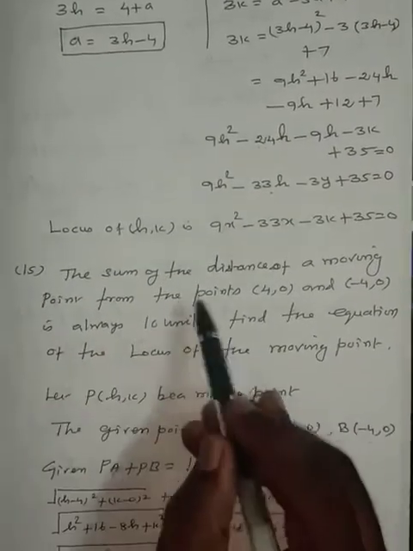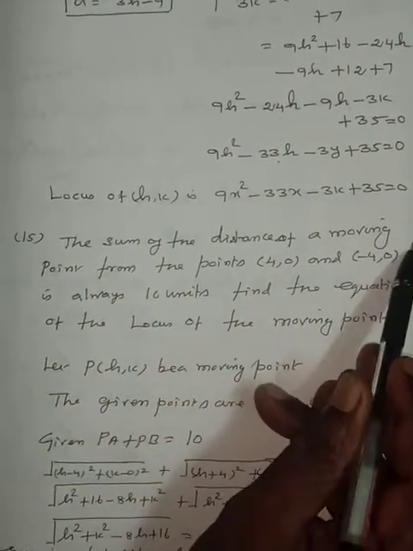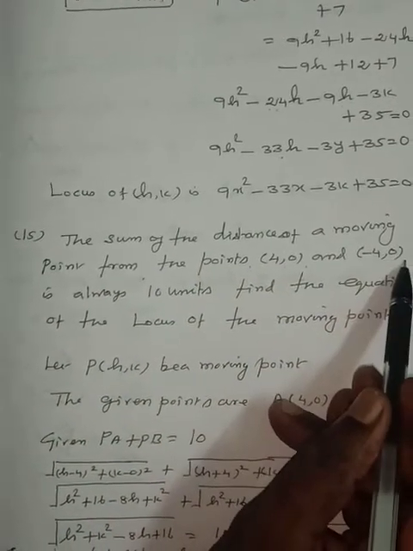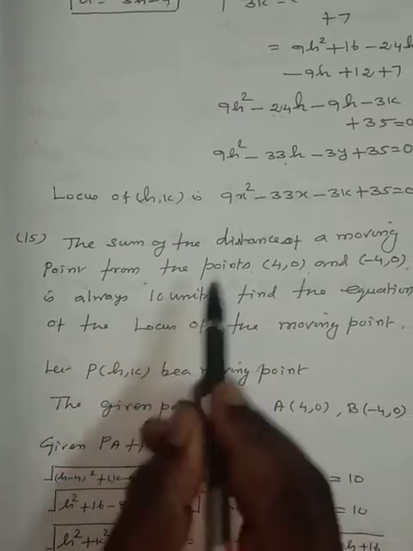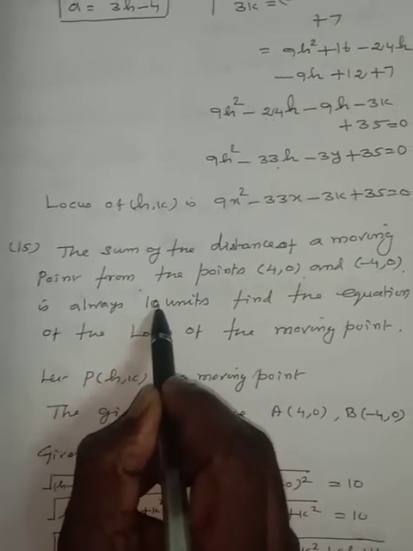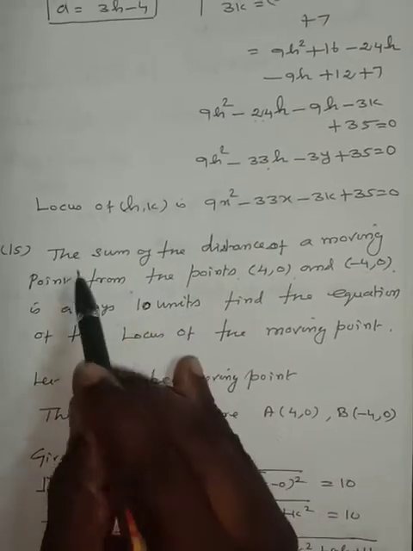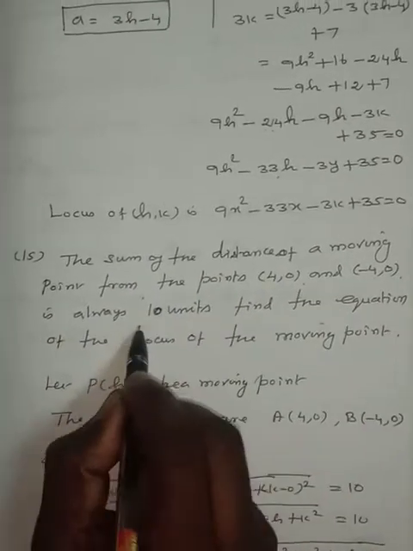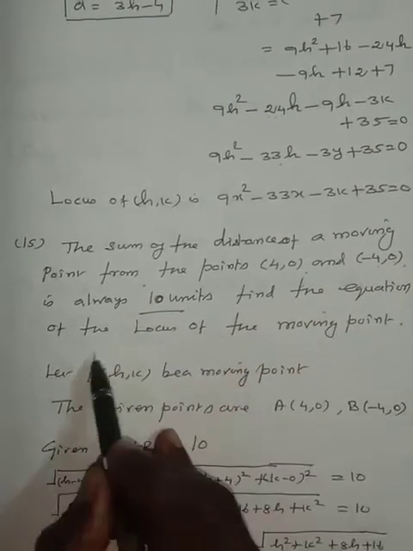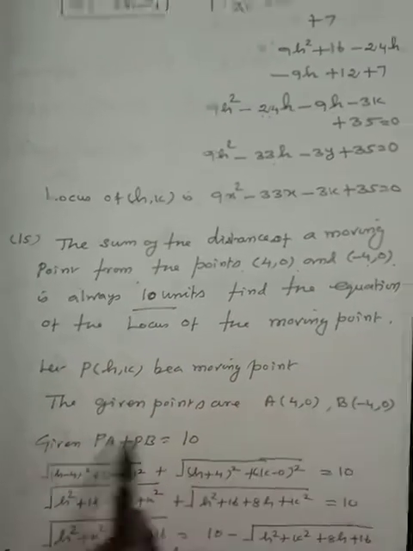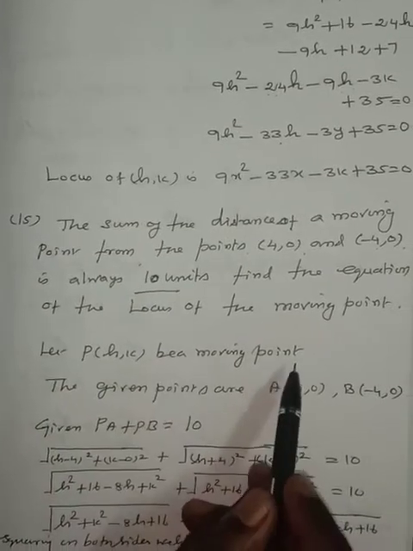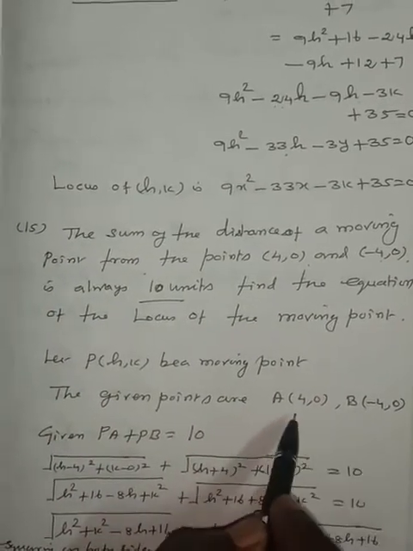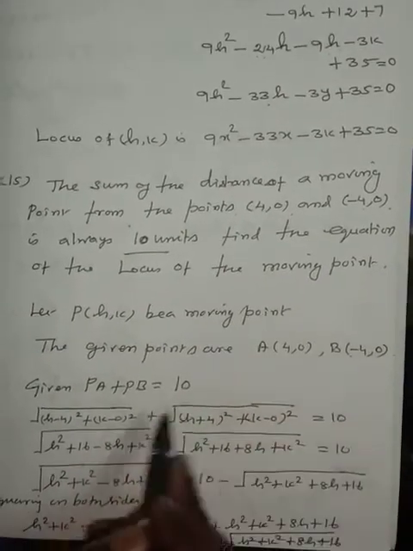Question number 15. The sum of the distances of the moving point from the points (4, 0) and (-4, 0) is always 10 units. Means the distance between the moving point and these two points sums to 10 units. Next, find the equation of the locus of the moving point. Let P(h, k) be a moving point. The given points A and B are (4, 0) and (-4, 0).